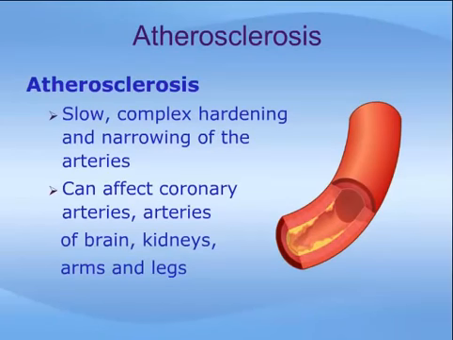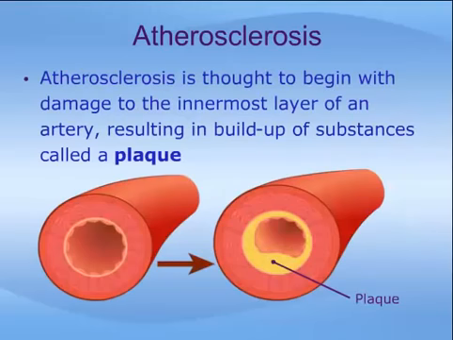The coronary arteries become obstructed through a process called atherosclerosis, a slow, complex hardening and narrowing of the arteries that progresses with age and may start as early as childhood. As well as the coronary arteries, atherosclerosis can affect the arteries of the brain, kidneys, arms, and legs, causing serious complications and disease. Though the exact cause of atherosclerosis is unknown, it is thought to begin with damage to the innermost layer of an artery, resulting in a buildup of substances in the artery called a plaque.